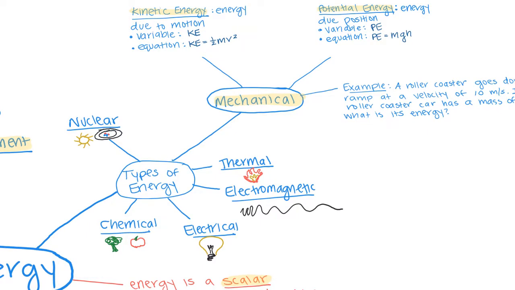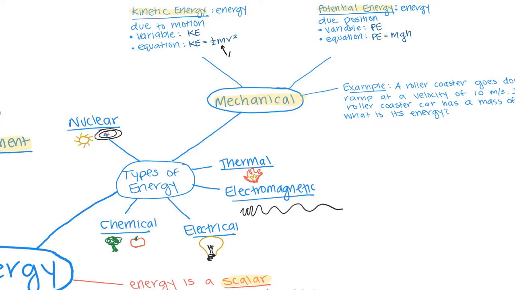Kinetic energy is the energy of an object due to its motion. The variable for kinetic energy is a capital KE. You might have seen other variables used for kinetic energy, but for our purposes, we are going to use the capital KE for kinetic energy. The equation to calculate kinetic energy is going to be 1/2 times the mass of the object times the velocity of the object squared.